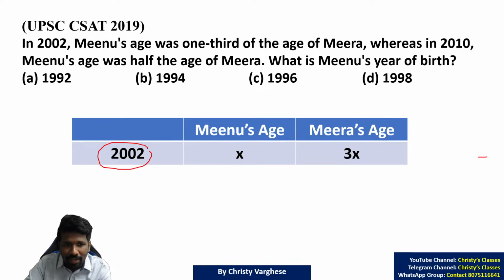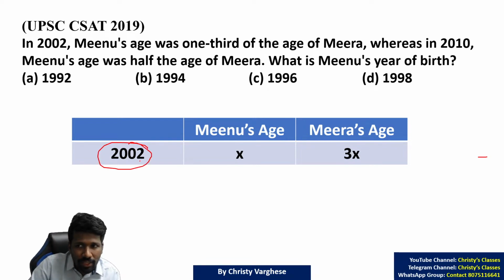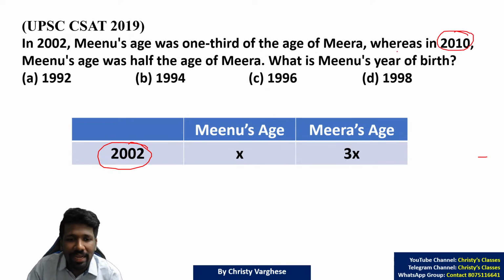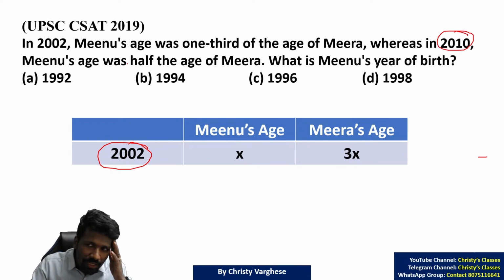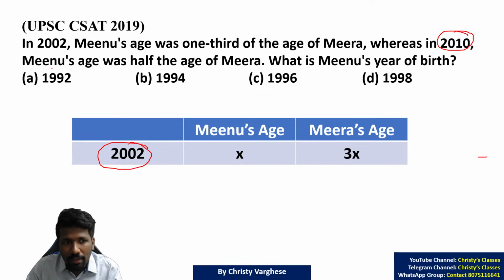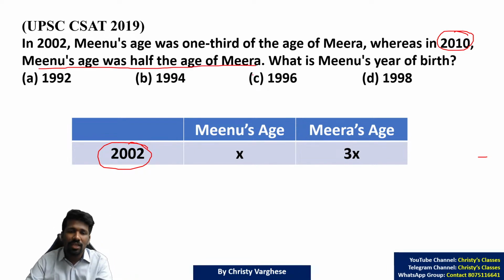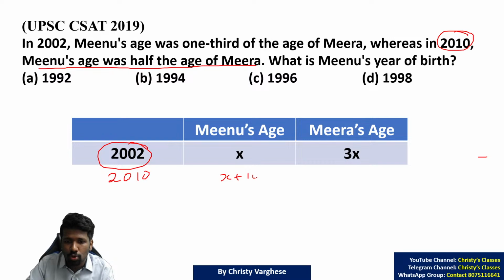But when this is happening in 2002, here the year also is an important thing. Whereas in 2010, 2010 means 8 years after 2002. 8 years after 2002, Meenu's age was half of Meera's age. First of all, what will happen after 8 years? 2002 becomes 2010, which means 8 years will be added to Meenu's age also, and it will be added to Meera's age also.